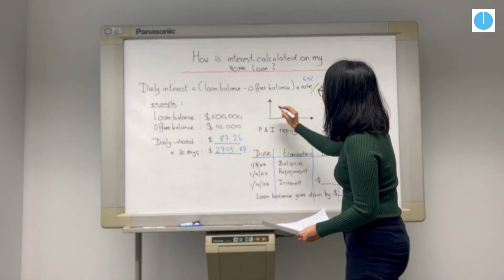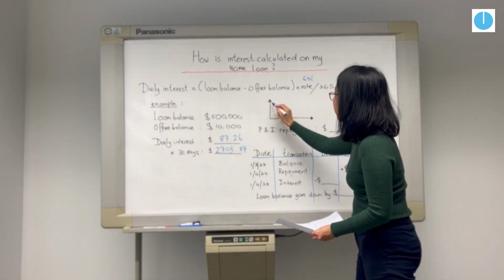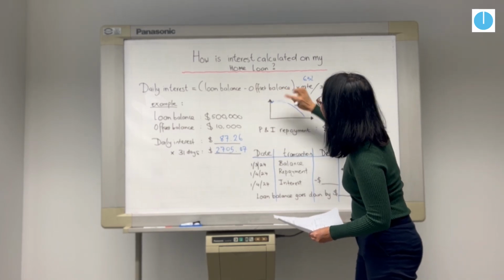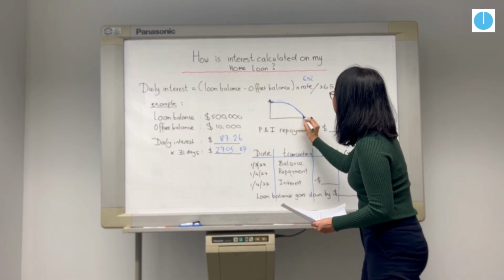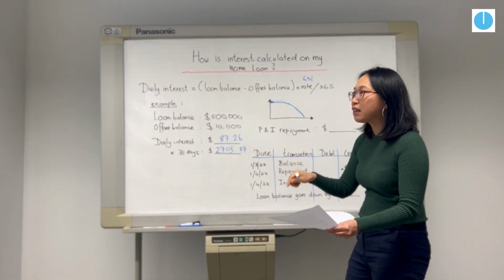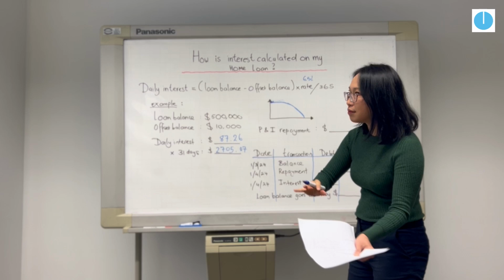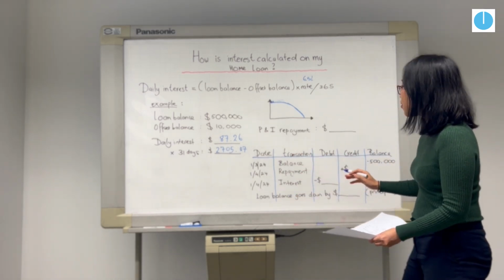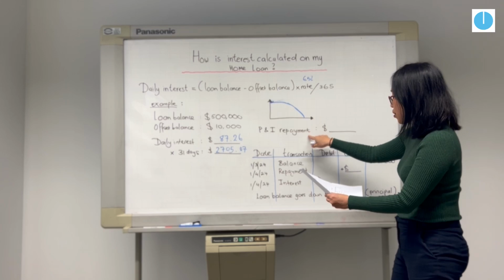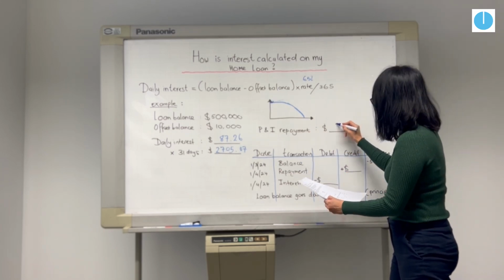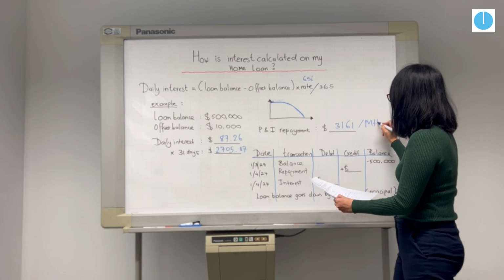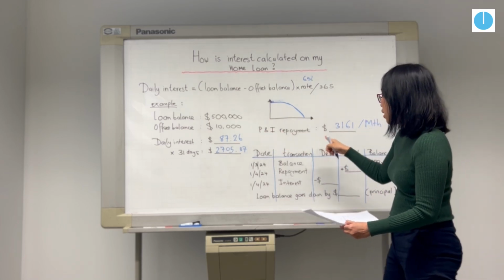Now, when you pay principal and interest, it's like this. In the beginning, when you've just started the home loan, you feel like your loan doesn't go down much. This is because in this example, the principal and interest repayment is 3161 per month, and that consists of principal and interest.